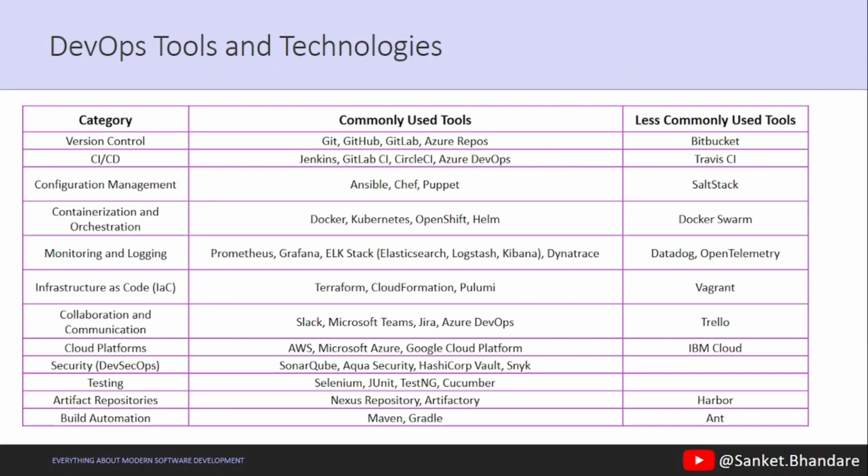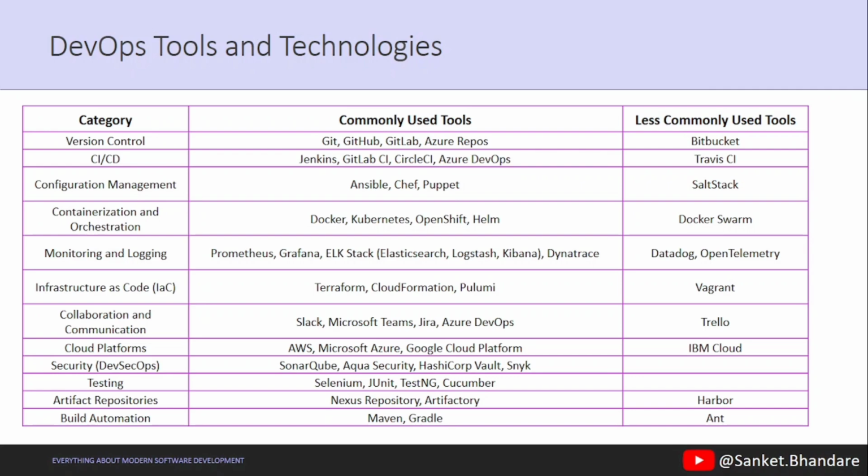Up next, we have commonly used DevOps tools and technologies that are popular in the market. First one is version control. In order to store your software in a remote or central location, we have a version control system, and the most commonly used tool for storing your code is Git, and we use SCM tools like GitHub, GitLab, Azure Repos, etc. Next one is CI/CD tools.